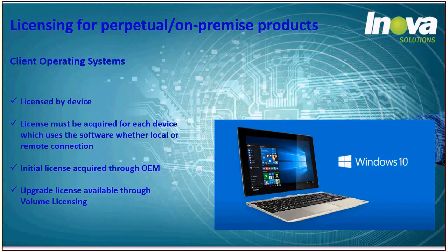Now you can acquire the license through OEM, which was explained, and then the upgrade license is available through the volume license program. So Windows 10 is the latest version of the Microsoft Client Operating System, and there are several editions of Windows 10. There's Windows 10 Pro or Windows 10 Enterprise.